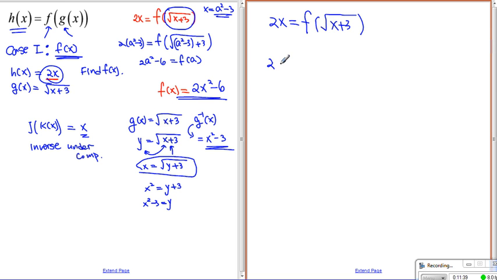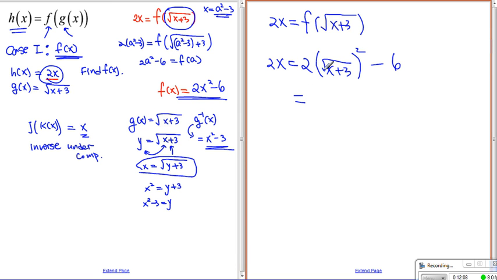So if you write it once again using this function, then we'll end up getting 2 times, in place of x, we're going to put this expression, square root of x plus 3, and then we're going to square that, minus 6. Notice the structure of this expression is identical to f of x. Then let us see what we end up getting.